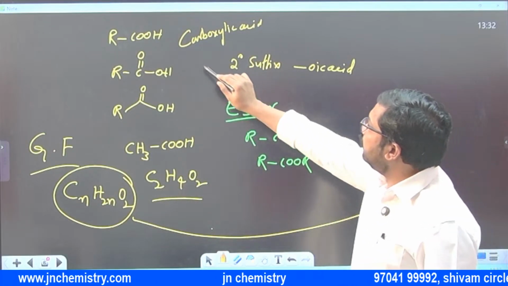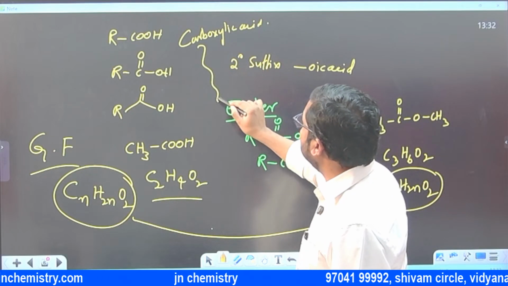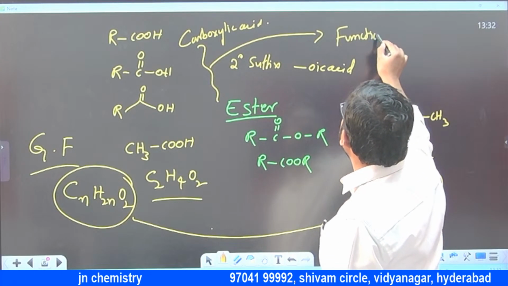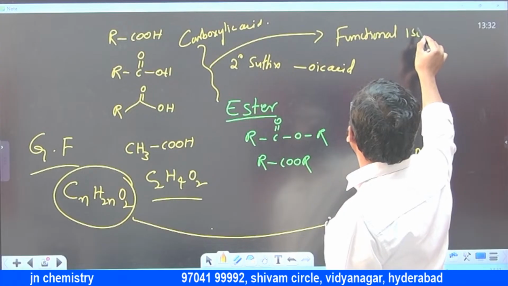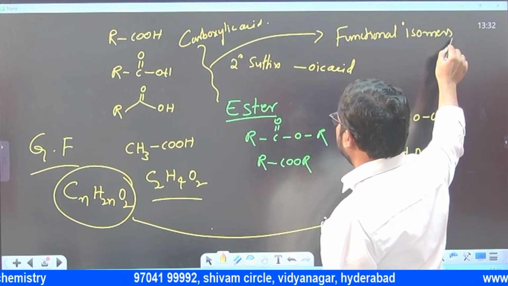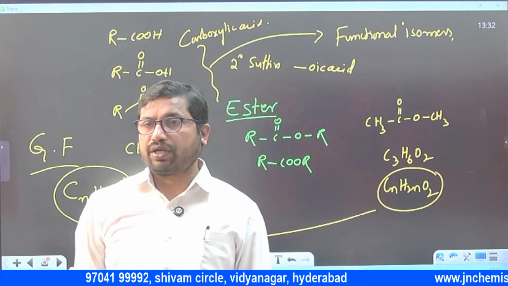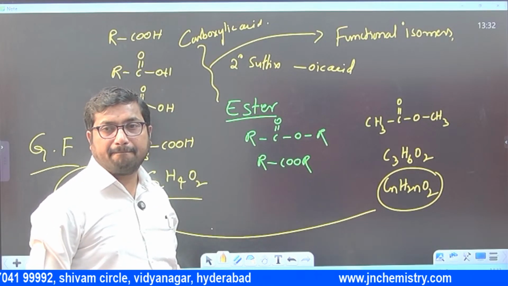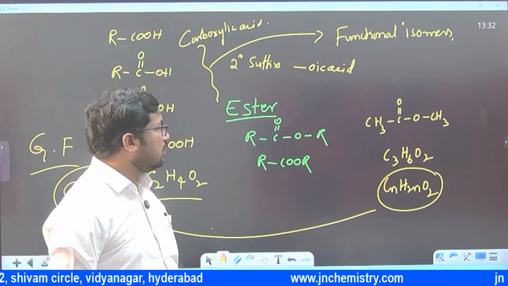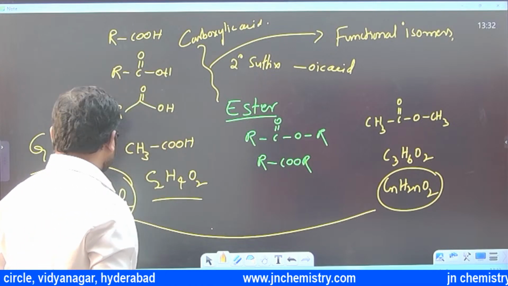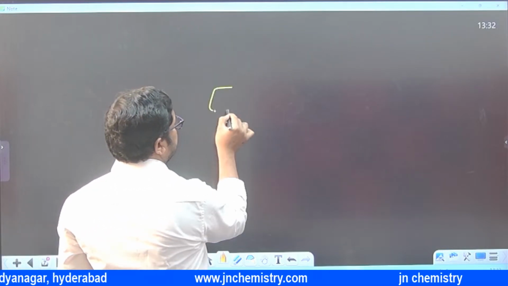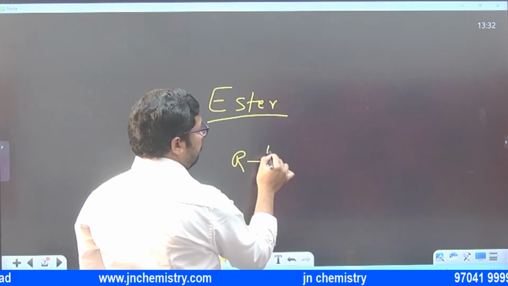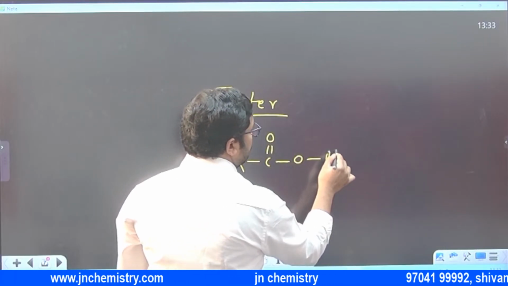Both are generally called what? Functional isomers. Functional isomers. What about the esters? How can we write this? What is the name of this one? Ester, or C double bond OR.